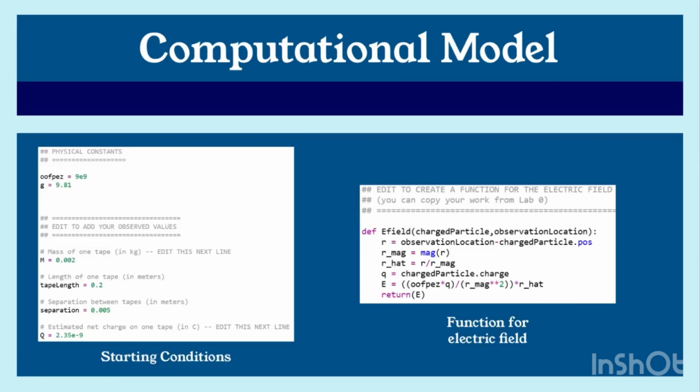So for the GlowScript code, we had to commence by adding the starting conditions of this experiment. We added the mass of a piece of tape, the length, the separation between the tapes, and then the estimated net charge on one piece of tape, which was the point charge from the last lab. We also had to create a function for the electric field. This was done in Lab 0, but here you can see that we just had to find the r vector, the magnitude, and then the unit vector of that in order to find the overall equation for the electric field.